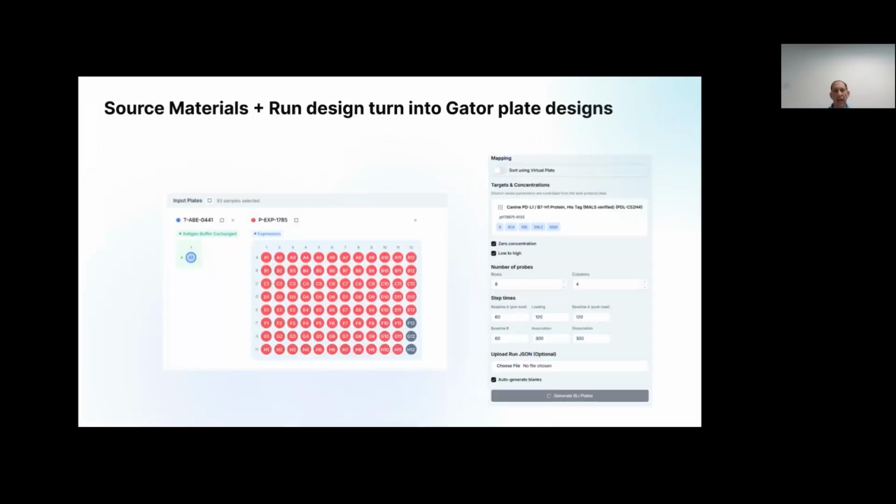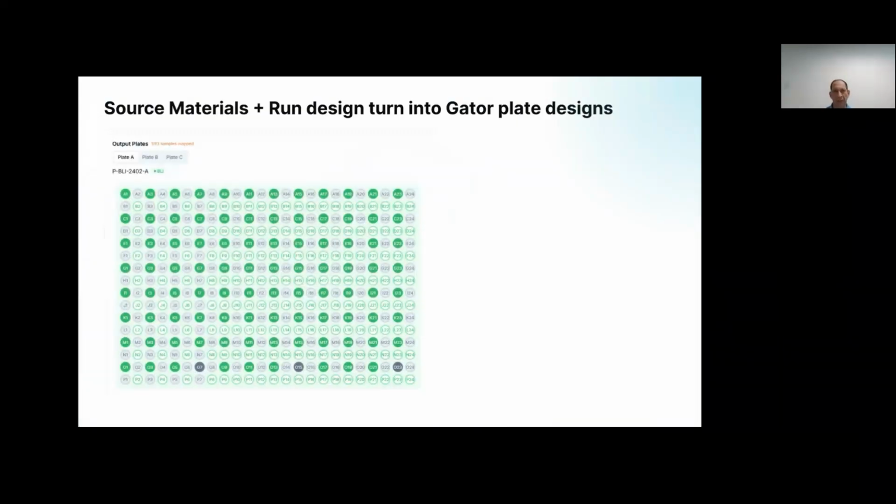And then when we have some expression plate and we know that for this specific construct the customer wants binding data measured, we can tell the software, I want to create a Gator experiment. These are the constructs that I'm going to use. This is the target I'm going to use. And I can have our software generate the BLI plate maps.